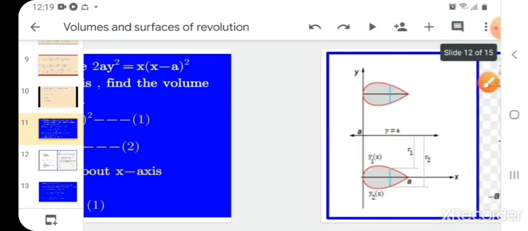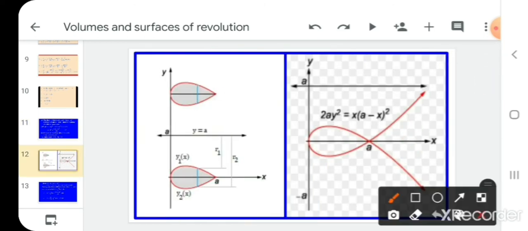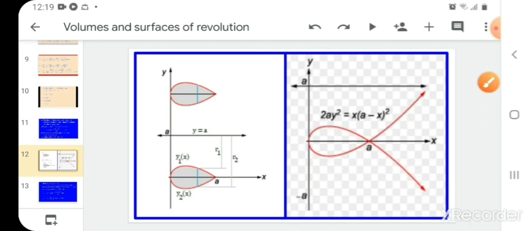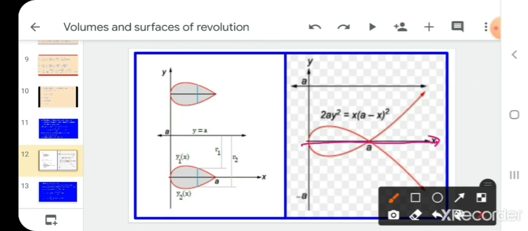So see here, this is the graph of the given loop. This is the loop curve. 2a y square is equal to x into (a minus x) whole square is our given curve. This is the shape of that curve. See here, this is the x-axis, this is the y-axis. What is this point? 0. And the intersection point, what is that? a. So we find the volume from 0 to a.